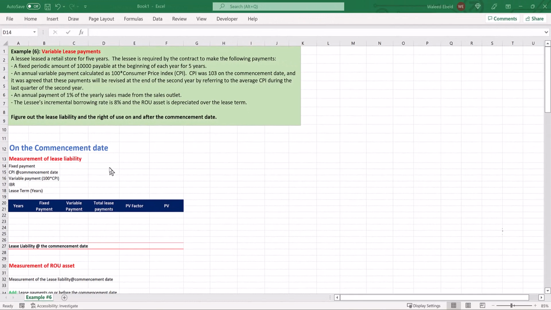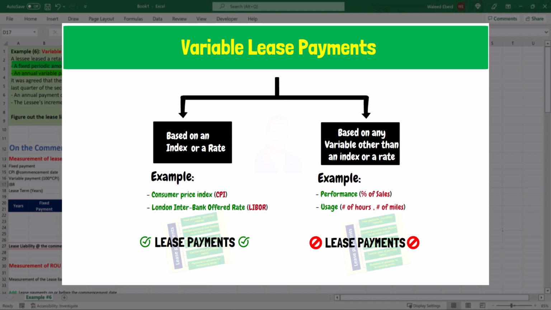Let us examine what to include in the lease payments for this lease. First, the fixed lease payments of 10,000 payable at the beginning of each year are included in the lease payments. The Consumer Price Index is 103 as of the commencement date, as given in the example. The annual variable lease payment is calculated as 100 multiplied by the Consumer Price Index of 103, which gives us 10,300, the variable lease payment. And as we explained in the previous lecture, these payments are included in the lease payments, as they are variable lease payments that are based on an index.